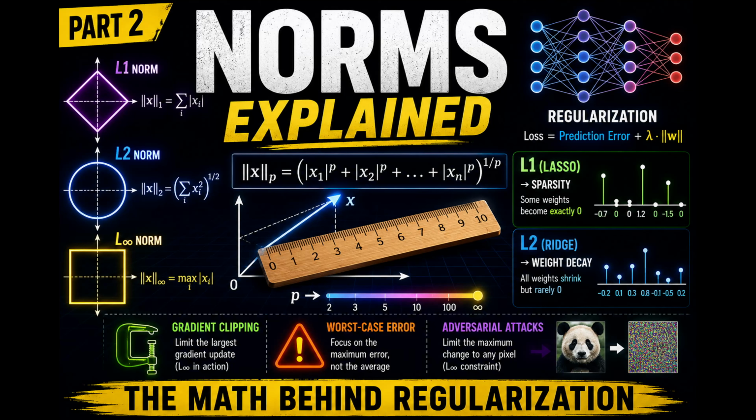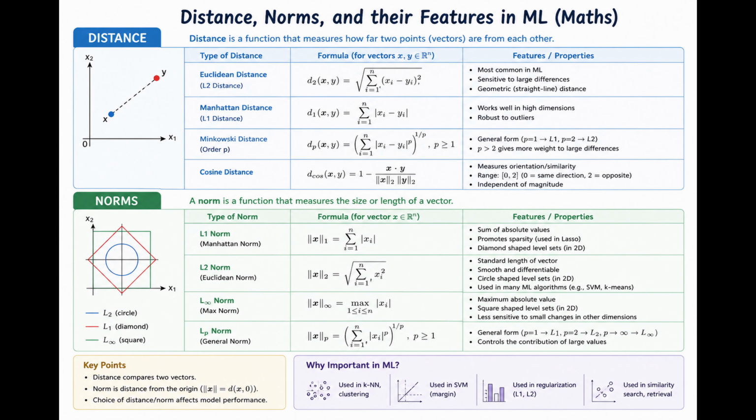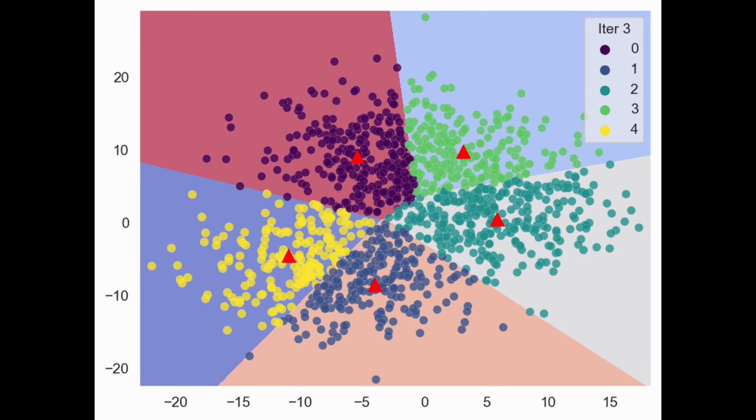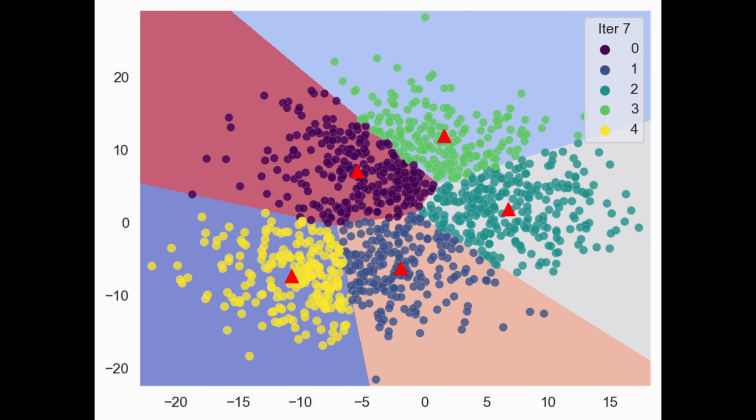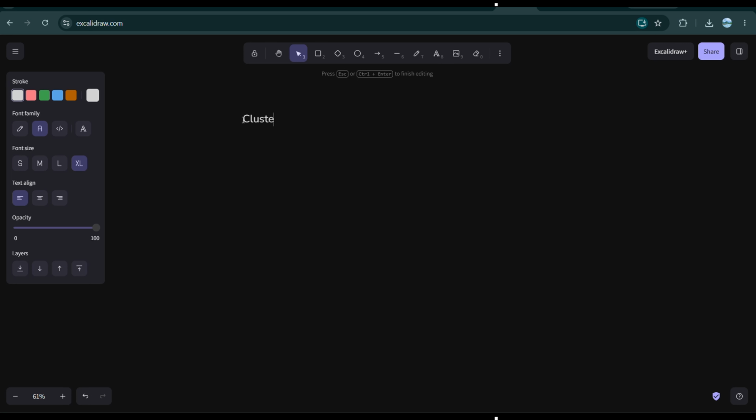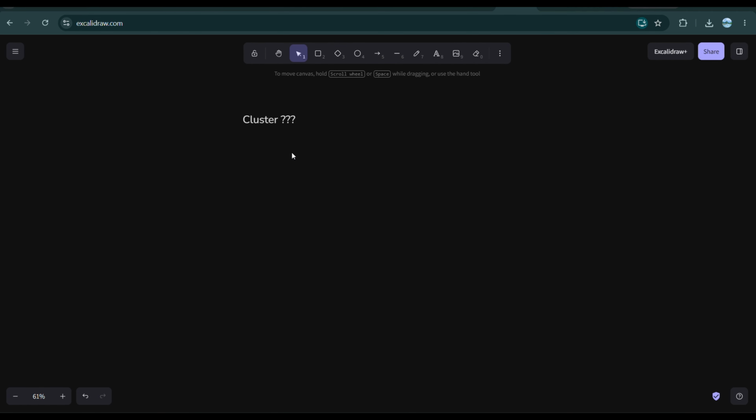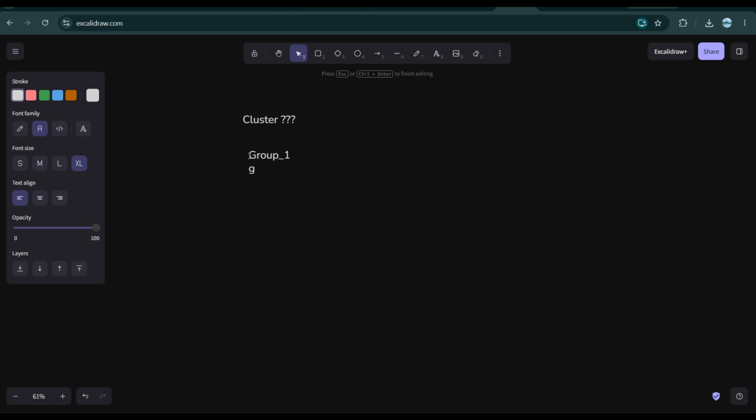So in the last video and before that video, we have learned lots of concepts related to vector space like distance, norms, and their various types and features. In ML, all these concepts are used to identify clusters in an unlabeled dataset. So what is meant by clusters? A cluster is basically a group of data.